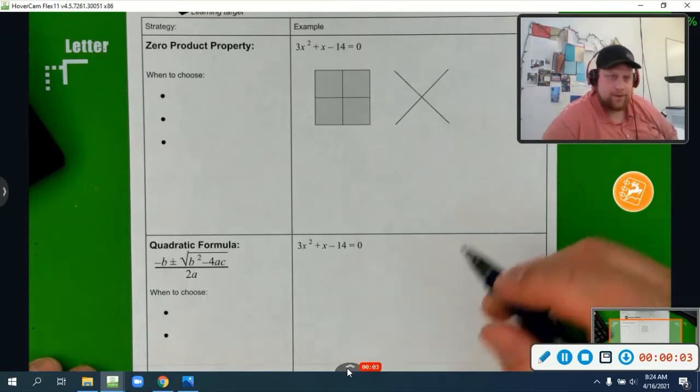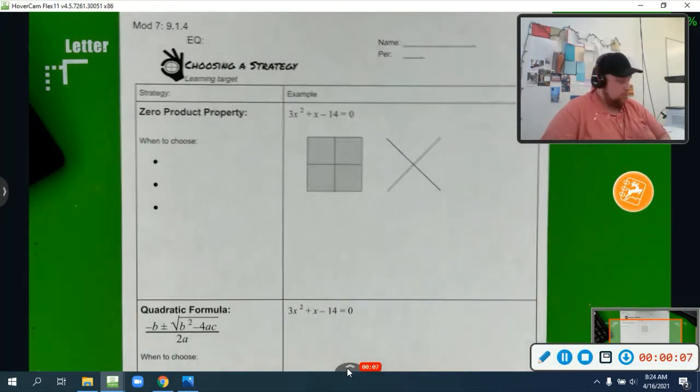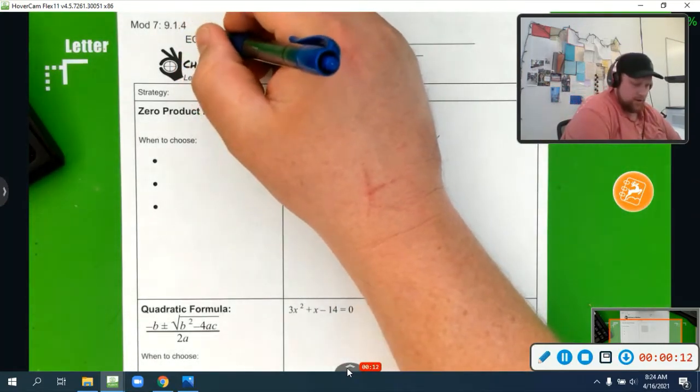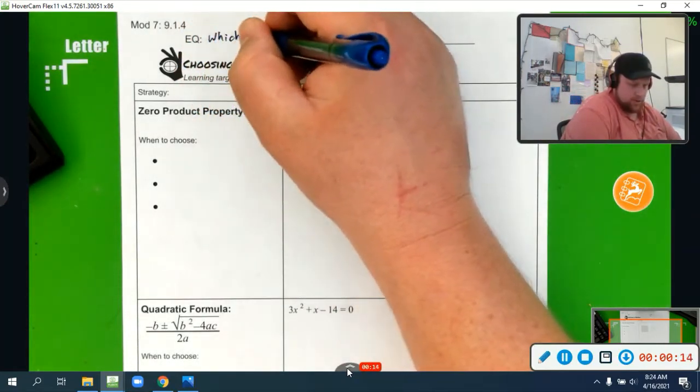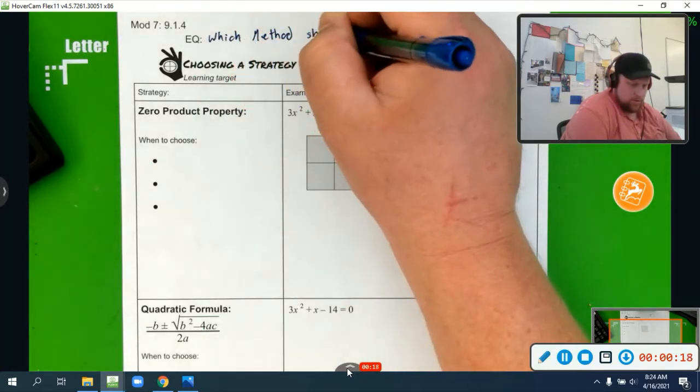All right, let's do this today. This is 9.1.4, and our EQ is, which method should I use? Which method should I use?